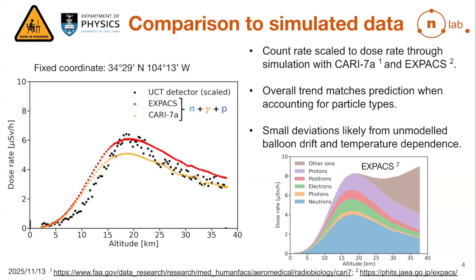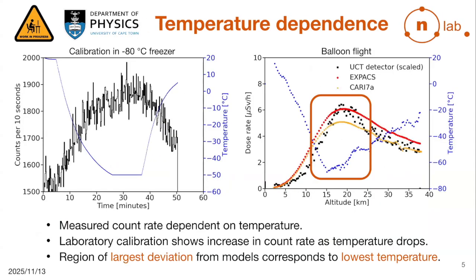And so if we look on the left here, we put our detector into a negative 80 degrees Celsius freezer to see what happens with the standard radiation source. And we see that our count rate increases by about 50%, 40%, as we get down to minus 50 degrees, which is roundabout where we get to on the flight. It's actually a bit lower than that.